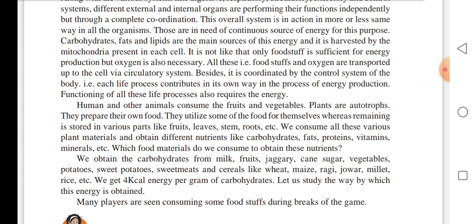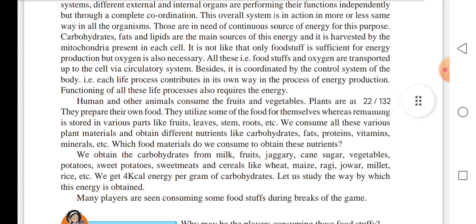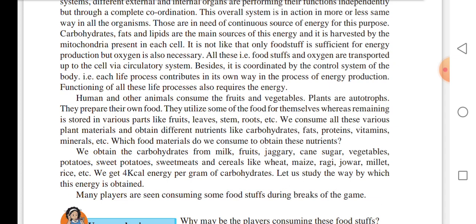All these, that is food stuff and oxygen, are transported up to the cell via the circulatory system. We have studied about the circulatory system last year in 8th standard. Besides, it is coordinated by the control system of the body. That is, each life process contributes in its own way in the process of energy production. Functioning of all these life processes also requires energy.